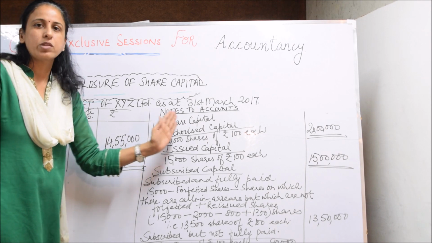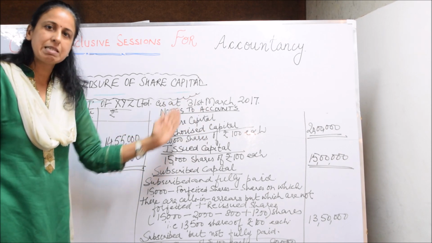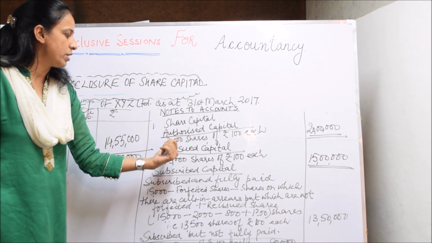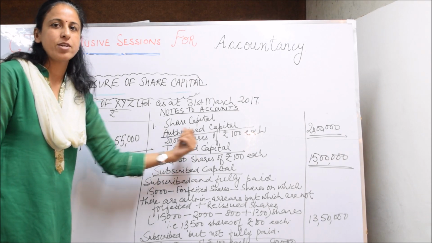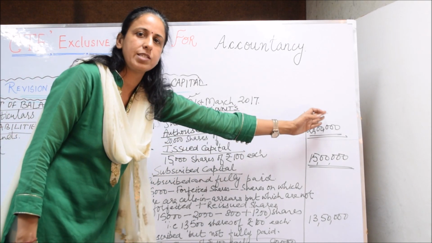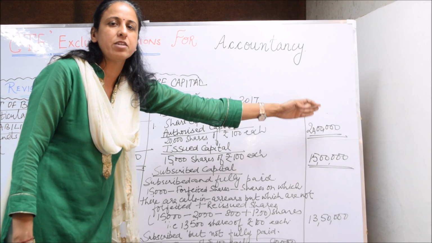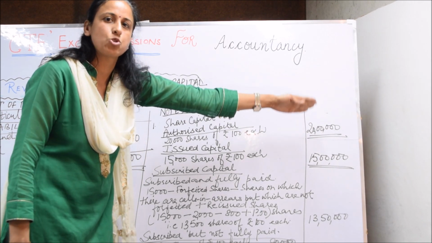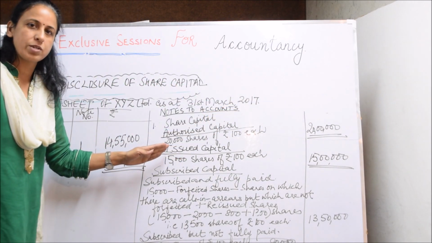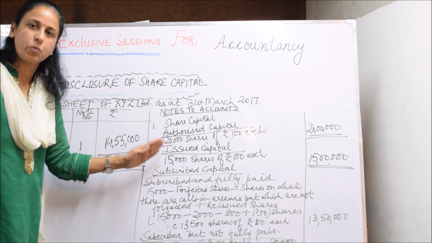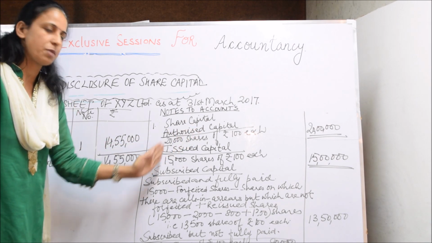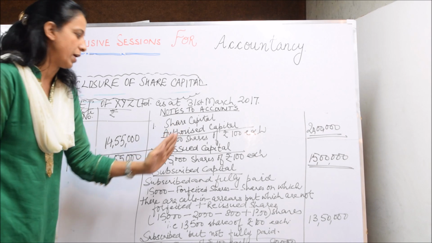And even if the authorized capital is not given, still it should be mentioned. So what we can do is we can just write a dash. Dash shares of rupees 100 each, we can put a cross and double line. It does not mean that if it is not given in the question, we are not supposed to show it. Then we come to issued capital. This will also be given in the question. You just have to multiply the number of shares with the face value.